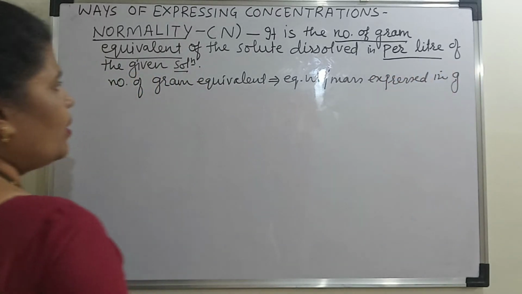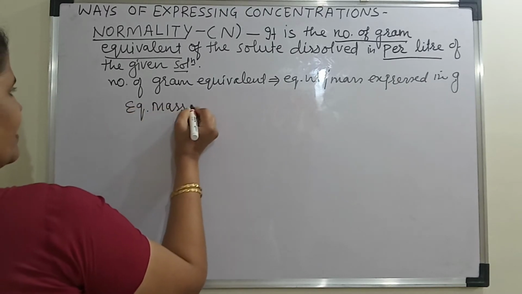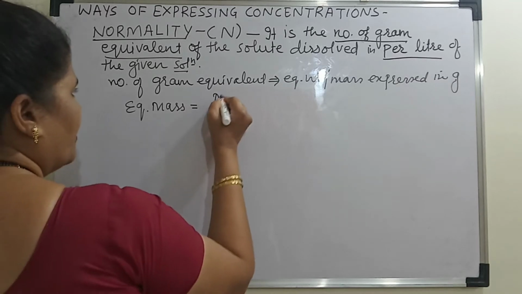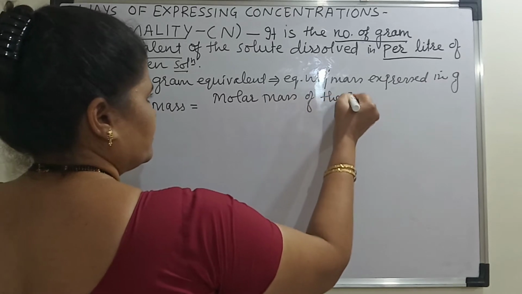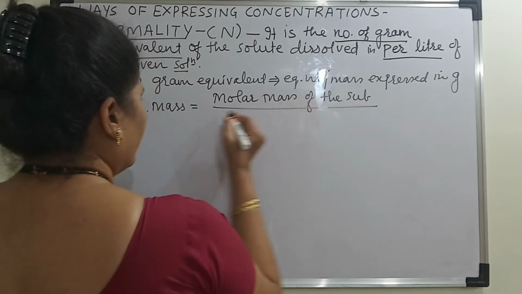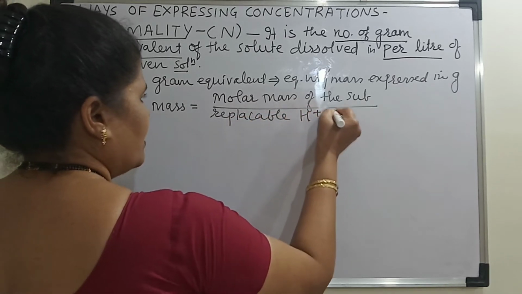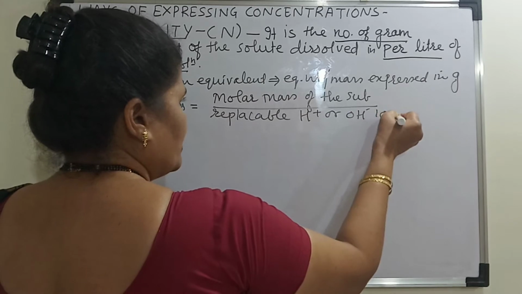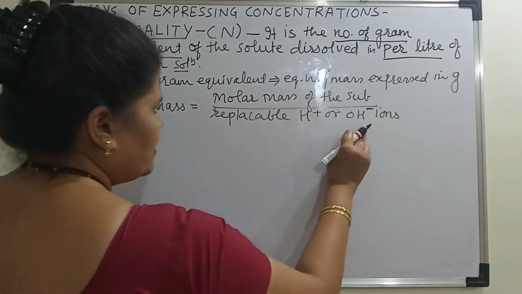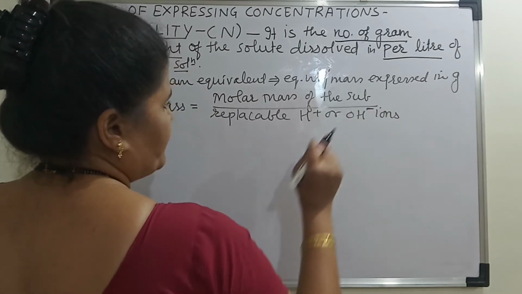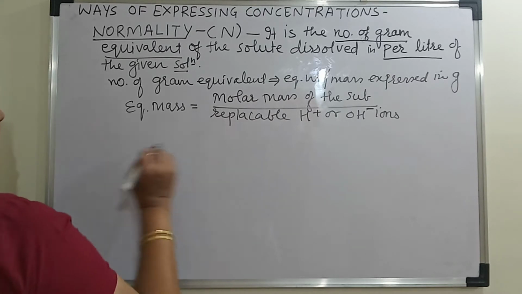Now what is the meaning of this equivalent weight or equivalent mass? Equivalent mass of any substance is equal to the molar mass of the substance upon replaceable H plus or OH minus ions. What is the meaning of H plus and OH minus ion? If it is an acid, then it will give H plus ions, and if it is a base, it will give you OH minus ions. For understanding this particular concept, let us take some examples.